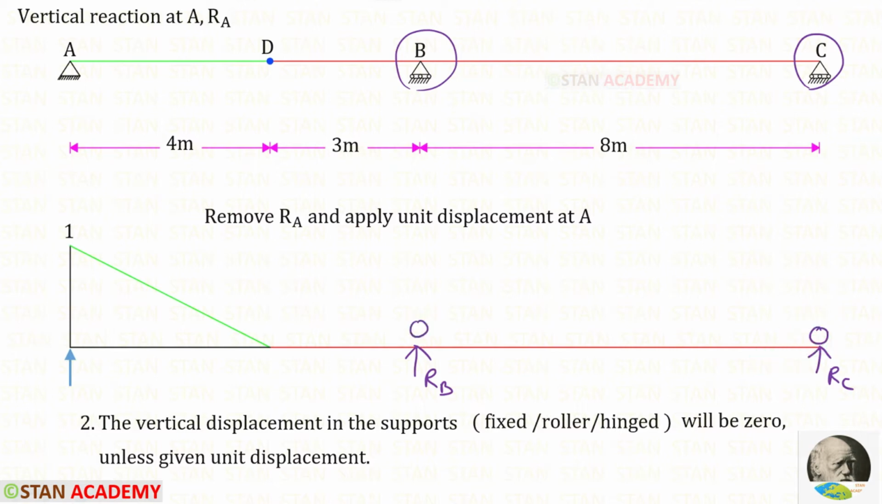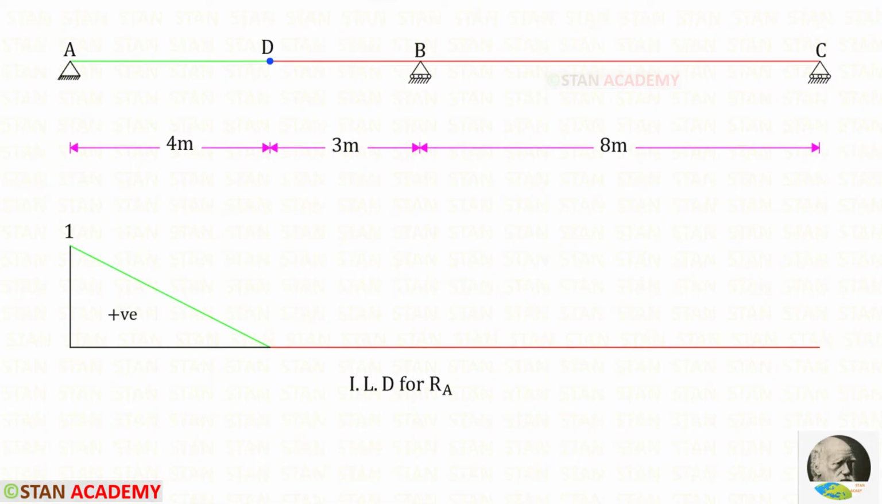In this case, BC will be horizontal. We know that DBC is a single segment. If BC is horizontal, DB also should be horizontal. That is why at the point D, the displacement is zero. This is the ILD for RA.